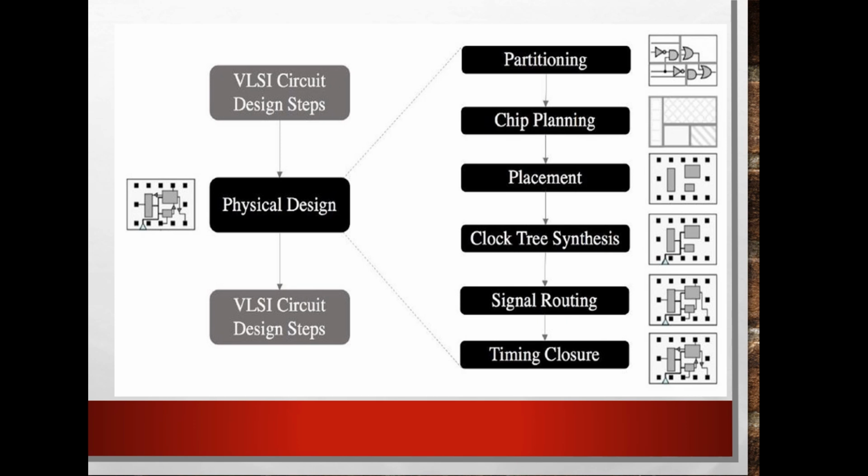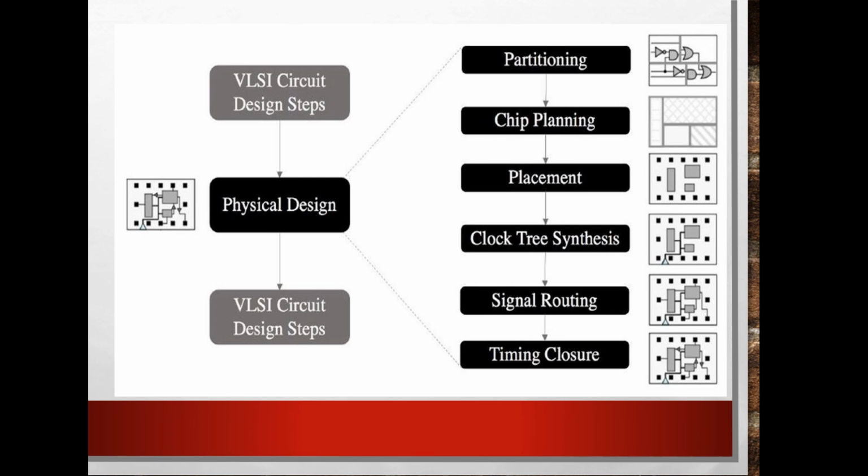After you are done with partitioning and chip planning, and you have finalized the location of your blocks or modules, you will be doing clock tree synthesis. As we all know, for our design we need to have a clock, certain synchronization of what time what block would be operating. In layman terms, we'll be using a clock. How the clock is distributed across the entire area is decided in clock tree synthesis.